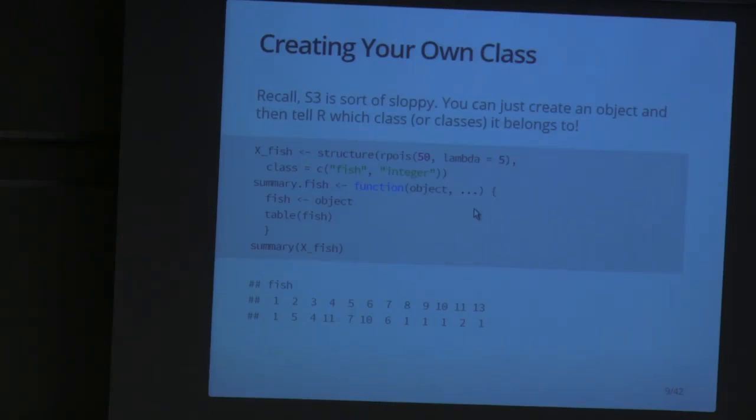Oh, if not, well, do I have an integer method for this object? Oh, great, I'll use the integer method. So it's kind of like a backup, right? It's going to go down the list, go down the classes, and it'll use the first one that it knows what to do with, right?